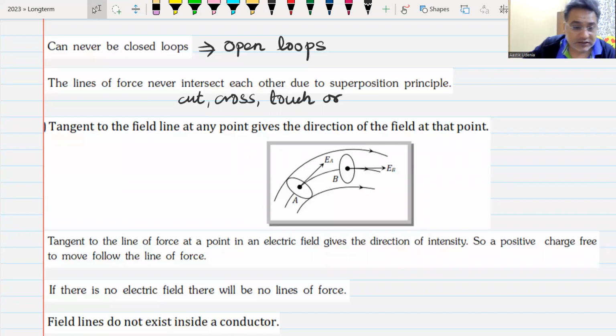So from here we will move on to the other points. Let us first note down these points, then we will move ahead. Let me know once you are done.